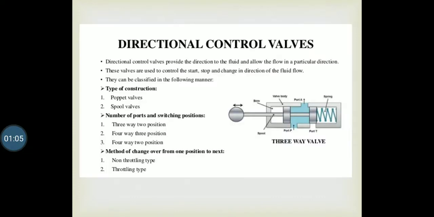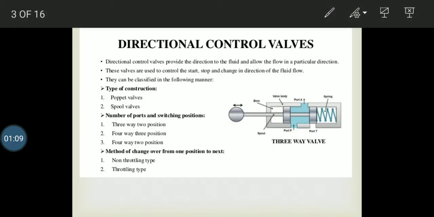Direction control valves are constructed using two types of construction. One is poppet valves and the second is spool valves. We are going to deal with both types. Poppet means the construction is of a poppet type, or the spool type. Both are actually a kind of piston, but the construction is different.